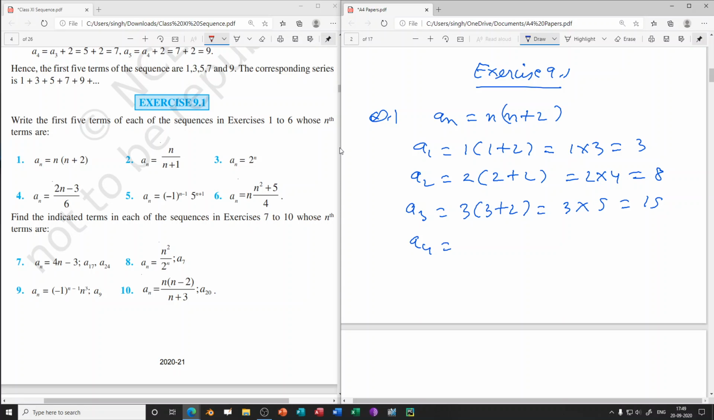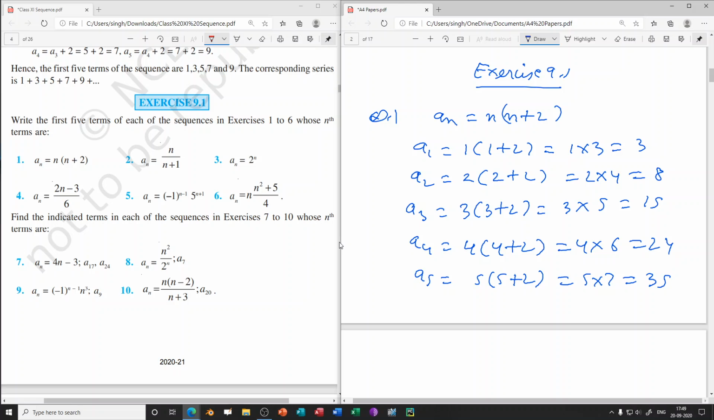A4, what is A4? Wherever n is there put 4. So 4 into 4 plus 2 equal to 4 into 6, that is 24. Similarly we get A5. What is A5? Wherever n is there put 5. So 5 into 5 plus 2 equal to 5 into 7, that is 35. So this is how we have obtained the first 5 terms of the sequence.